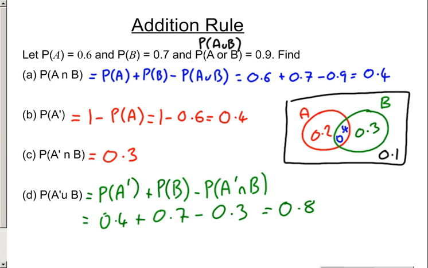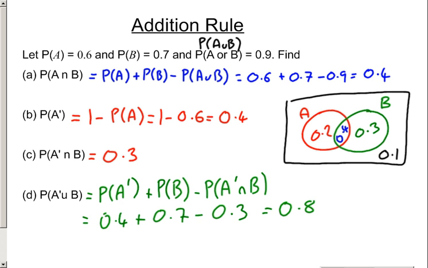And again, we can see this from the Venn diagram. It's the union of everything that's not in A together with everything that is in B. So that's the 0.4, the 0.3, and the 0.1. They're all in one of the two sets that we want, so they all add together to give the 0.8.